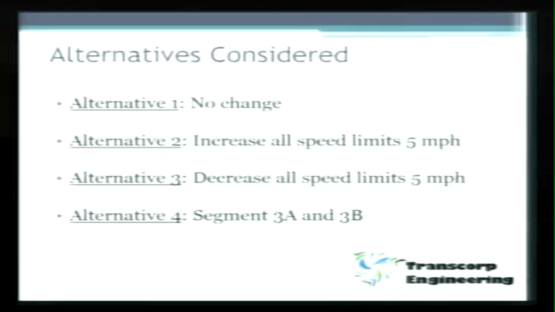So using the data that we collected, we came up with 4 alternatives to consider initially. Alternative 1 would be a no change alternative, so the speed limits would remain as they currently are. Alternative 2, to increase all speed limits by 5 miles an hour. Alternative 3, to decrease all speed limits by 5 miles an hour. And alternative 4 would consist of breaking segment 3, the big box segment, into 2 segments, 3A and 3B, which I'll show you a picture of later.